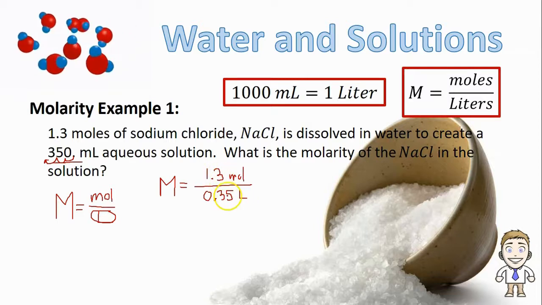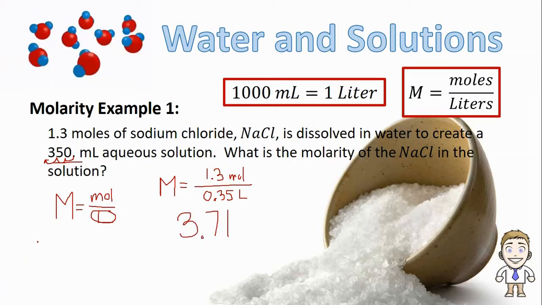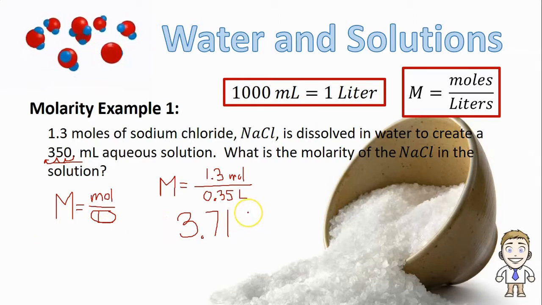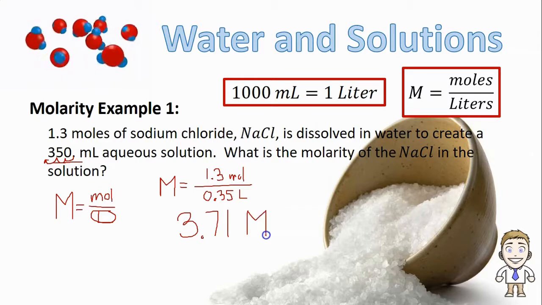All you've got to do now is divide those 2 numbers. After dividing, you get a value of 3.71, which is the molarity of the solution. The unit the molarity should get is a capital M.